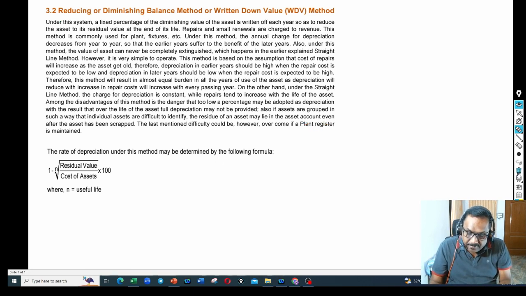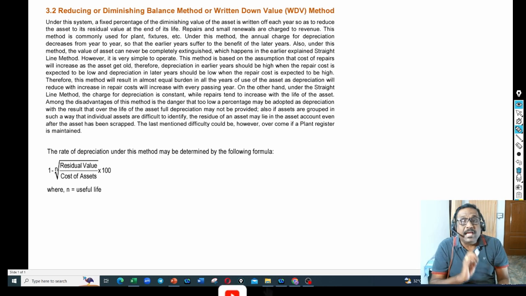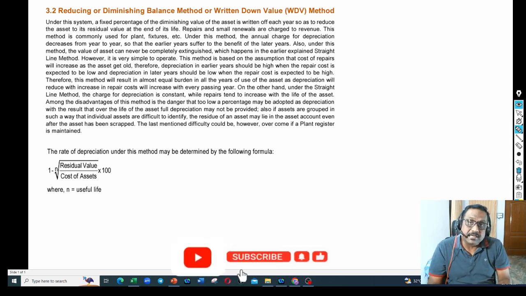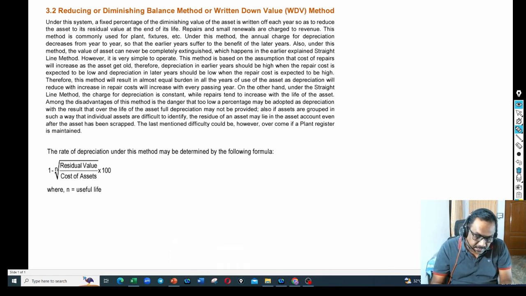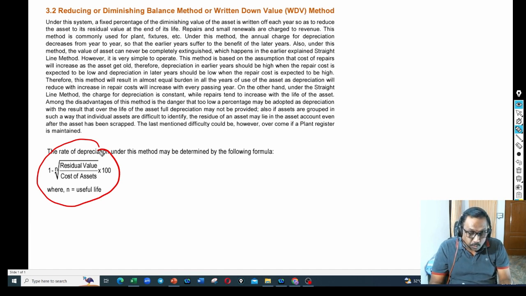Are you clear? Then, how do we calculate the depreciation rate here? We need to calculate the depreciation rate, right? For that, there is a formula given: 1 minus nth root of residual value divided by cost of assets, into 100.